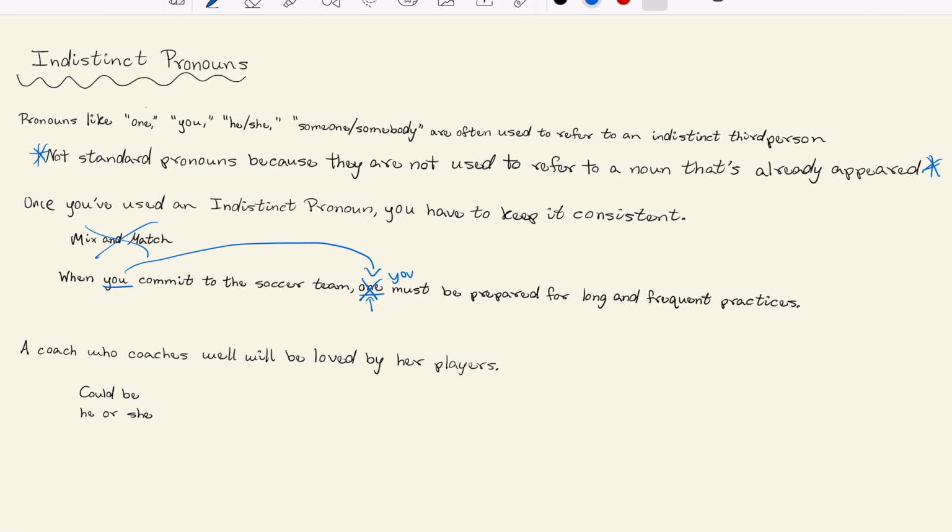A coach who coaches well will be loved by her players. This sentence is incorrect because the gender of the coach is not specified. And so the coach could be he or she. And so her is incorrect and should be his or her players. So the sentence should be, a coach who coaches well will be loved by his or her players.